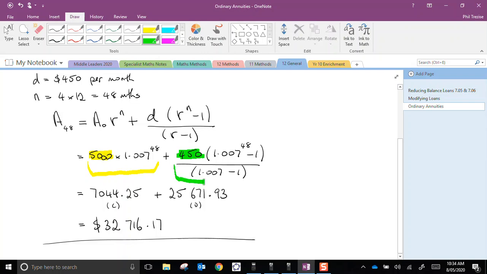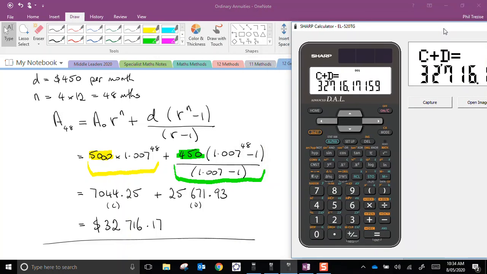So that is the formula for an annuity where you're doing monthly deposits. And these investment annuities, often, like this case, have an initial deposit and then the extra monthly contributions. This one lasted for 4 years and totaled $32,716.